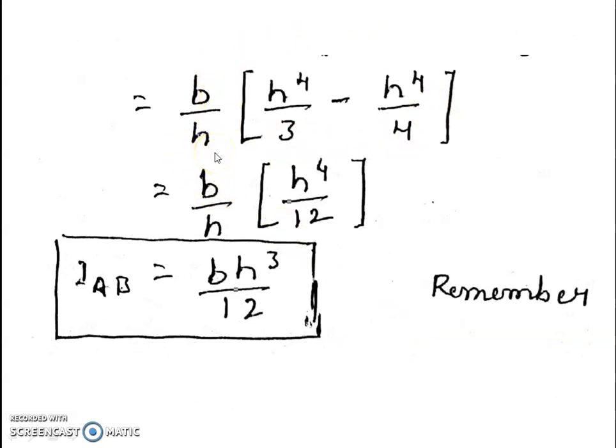b upon h multiplies with h power 4 by 3 minus h power 4 by 4. Then the equation reduces to this form. Then the moment of inertia of a triangle with respect to base AB is given by bh cube by 12. This equation we have to remember, and we will use this equation in solving the problems. The moment of inertia of a triangle about its base is given by bh cube by 12.